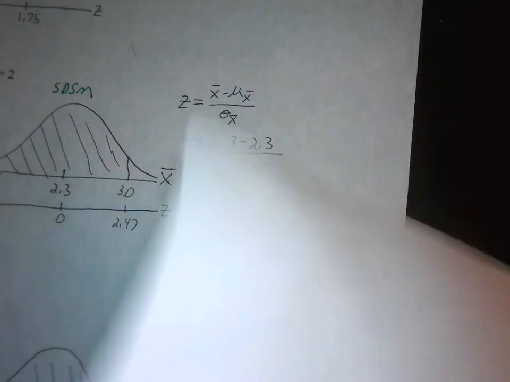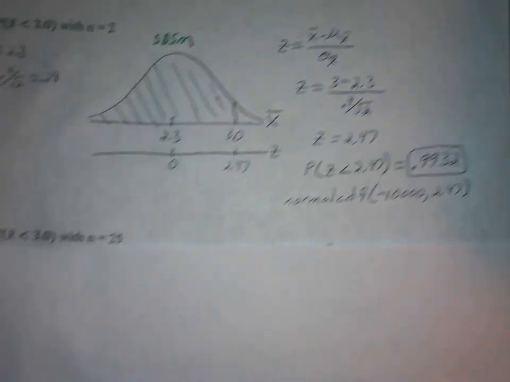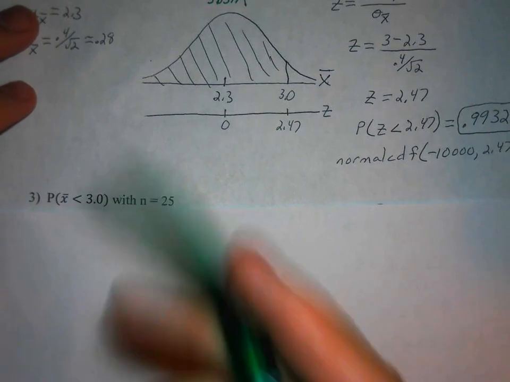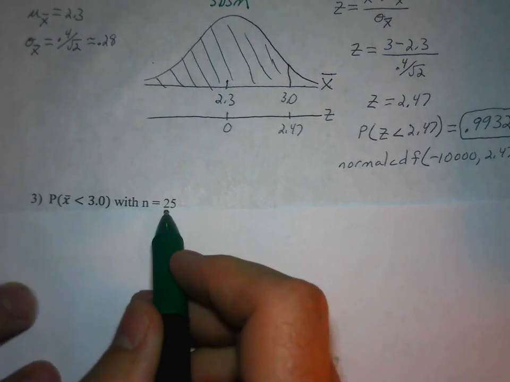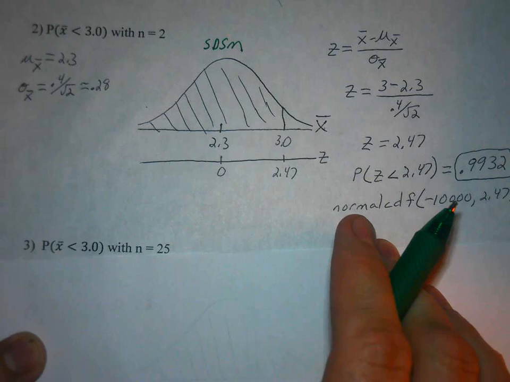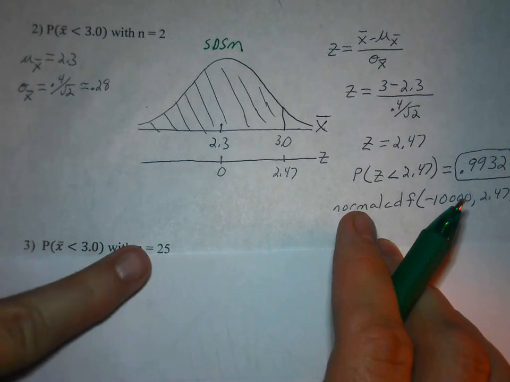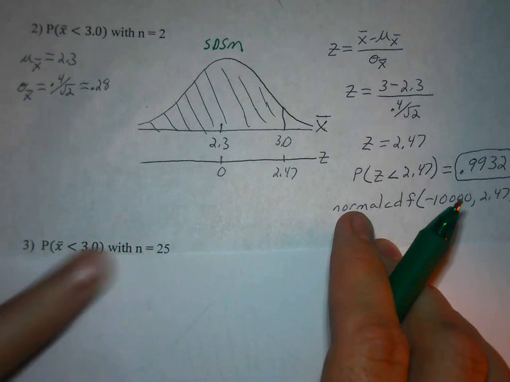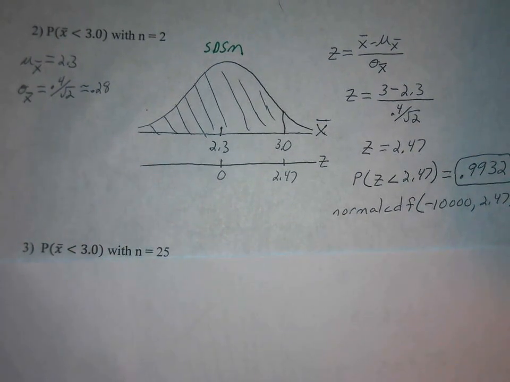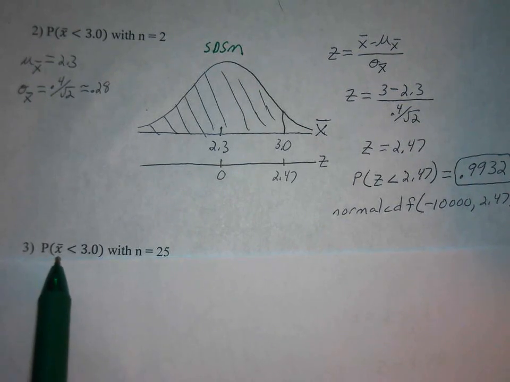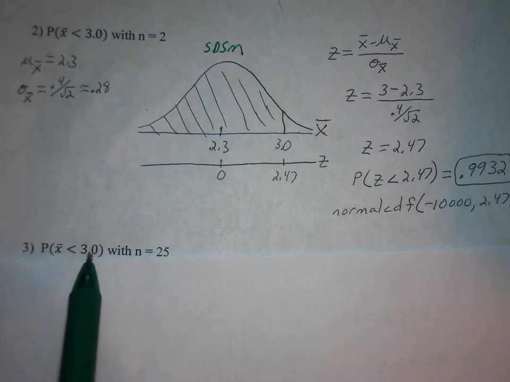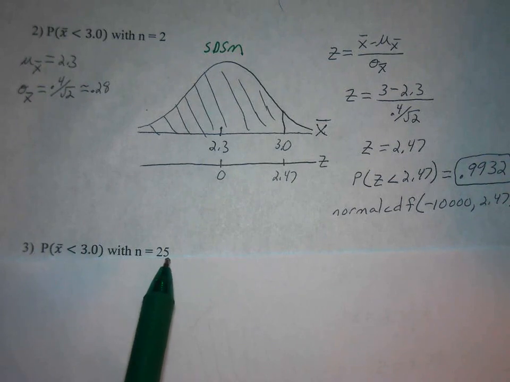Okay, and then the next one, number 3. Now we're going to use n equals 25. So the same probability that the sample mean is less than 3, but now we have a larger sample size. So now they're saying if you're to take samples of size 25, what is the probability that a sample mean is less than 3? Well, remember, when the sample size gets larger, the SDSM gets more narrow.